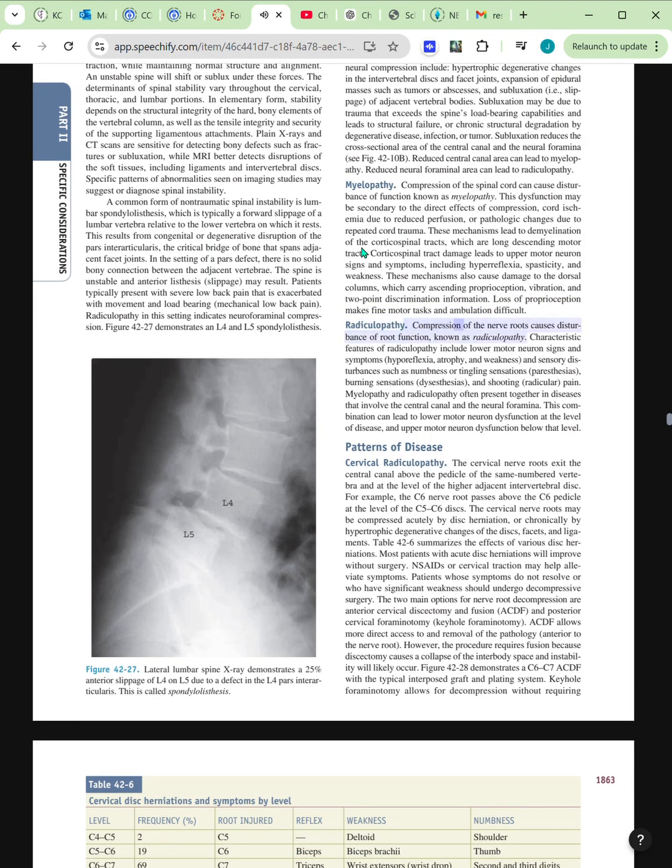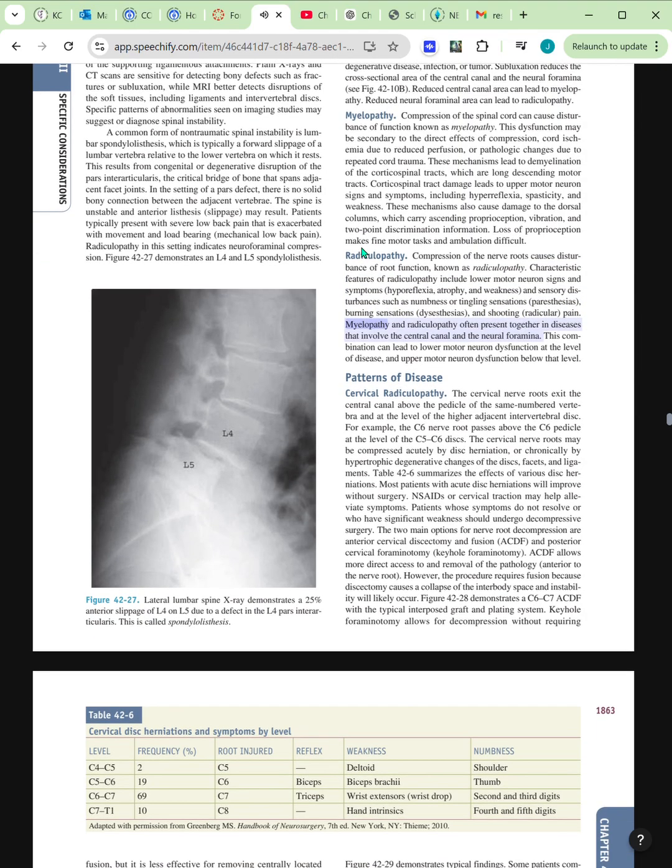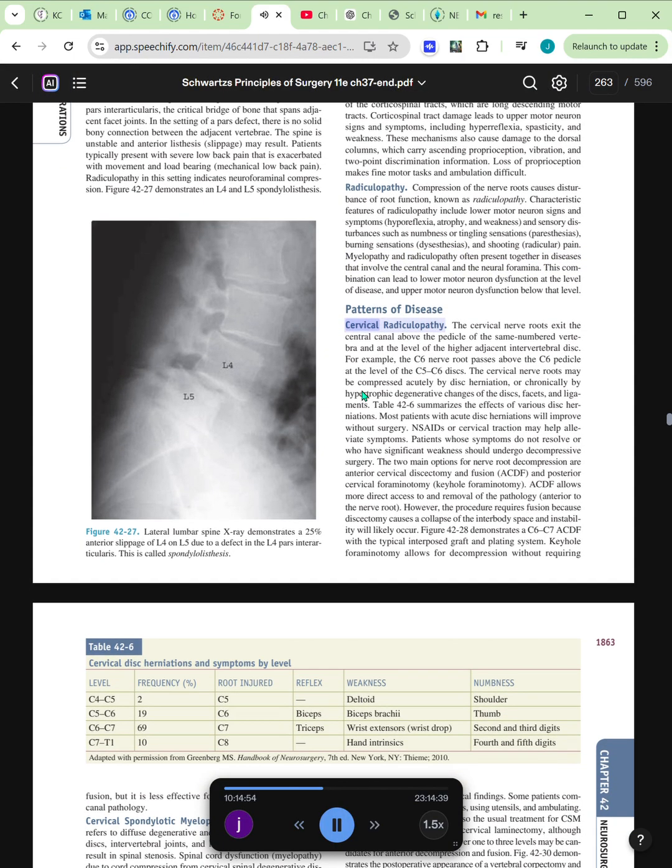Radiculopathy. Compression of the nerve roots causes disturbance of root function, known as radiculopathy. Characteristic features of radiculopathy include lower motor neuron signs and symptoms, hyporeflexia, atrophy, and weakness, and sensory disturbances such as numbness or tingling sensations, paresthesias, burning sensations, dysesthesias, and shooting radicular pain. Myelopathy and radiculopathy often present together in diseases that involve the cervical spine.